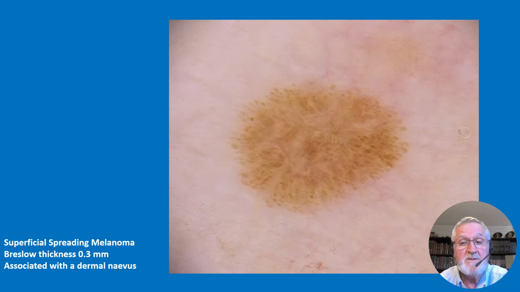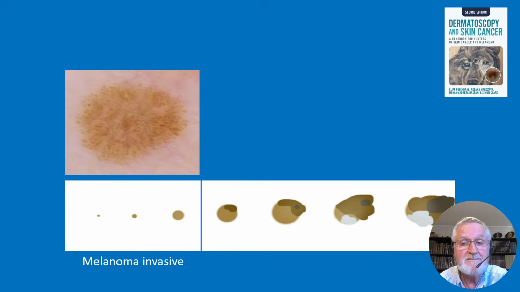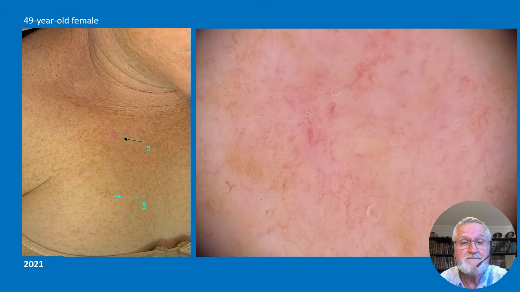Now, you will note that dermal nevi are the most common nevi associated with melanomas, and dysplastic nevi are the least common. That's another subject. This was again on the left-hand side of the timeline. It is published in the book Dermatoscopy and Skin Cancer.